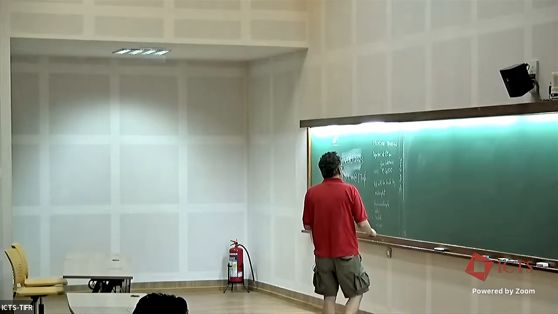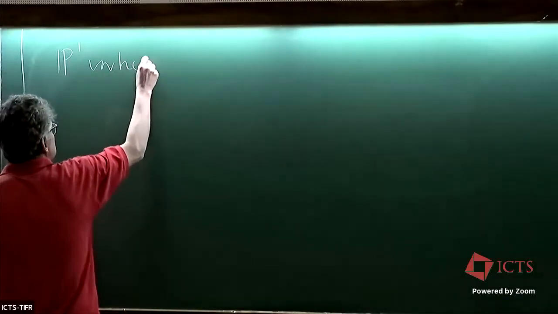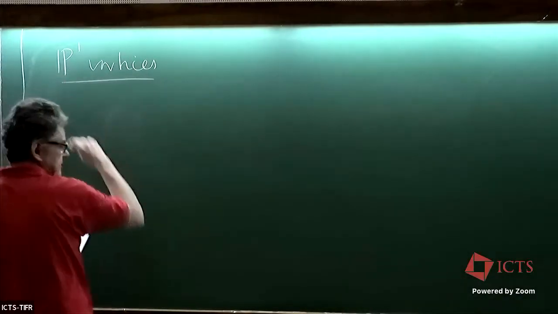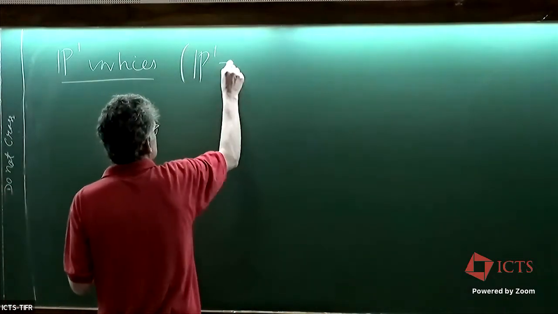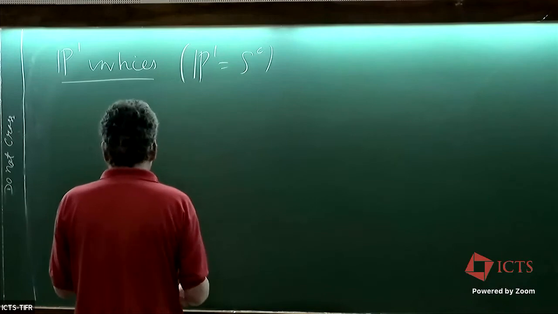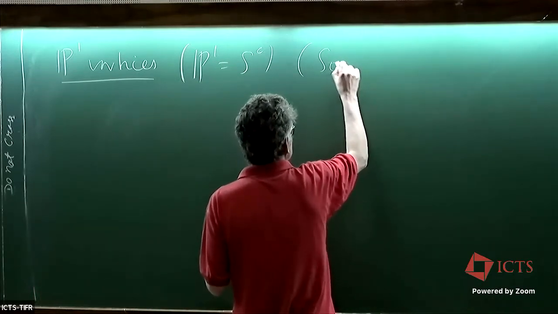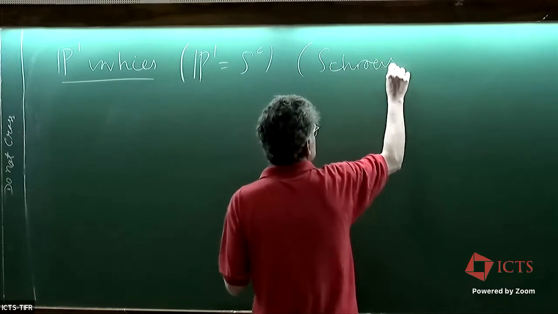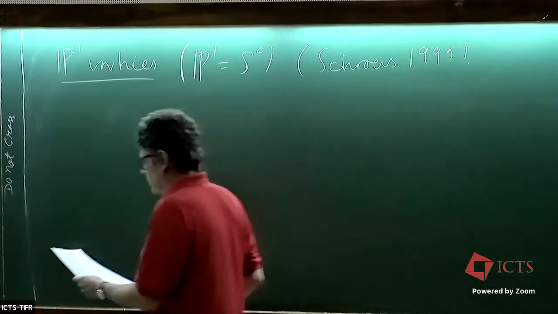So I want to talk about P1 vortices. So this is vortices where the target space is P1, i.e. a 2-sphere. Okay, so this is a model that was originally written down in 1995 by Bench. Okay, so what's the setup?